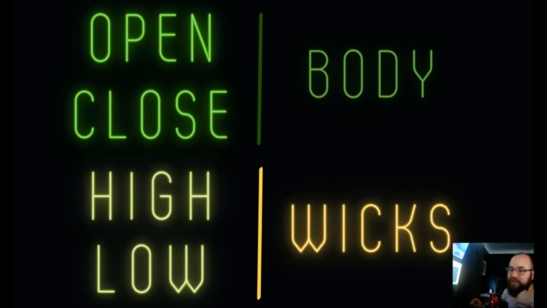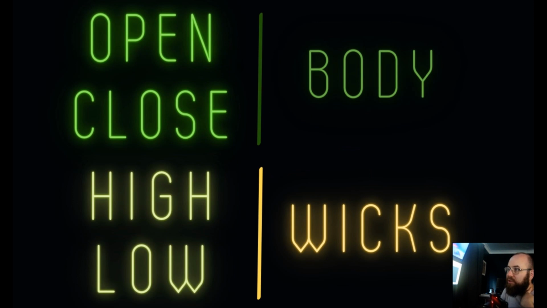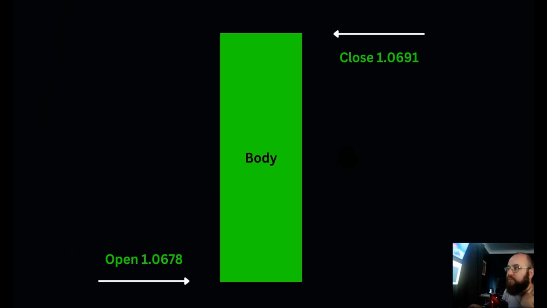The body and the wicks are the complete Japanese candlestick. So we have the body. This is a big green body, a big rectangular shape, and then these lines above and below that rectangle are the wicks. That's the whole Japanese candlestick. Open and close, body. High, low, wicks.